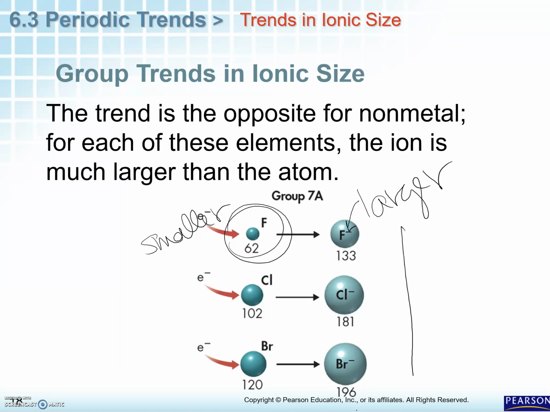And as you go down the same group, so this is group 7A, or I think 17 on your periodic table, you're going to continue to get larger again. And that is the exact same trend that you see for atomic radius.